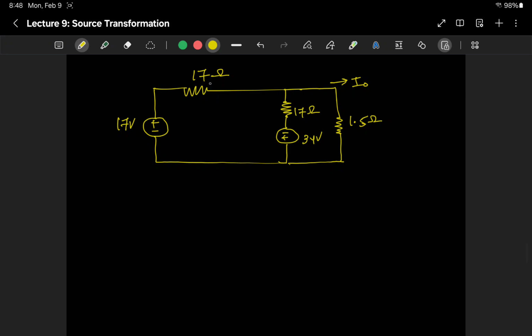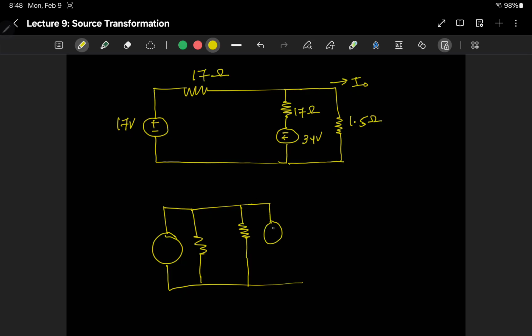Okay, so to do this, let's convert this first part, this one here. This one can be written as a current source and a parallel resistor. Similarly, this source here can be written as a parallel resistor and a current source, and finally our leftover part of the circuit, which is 1.5 ohm, and this is I naught. Since this is 17 ohm, this resistance will be 17 ohm. Similarly, since this is 17 ohm, this will be 17 ohm.